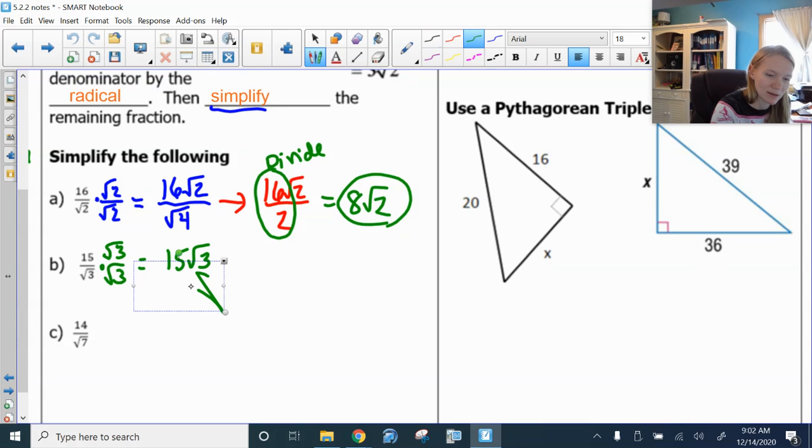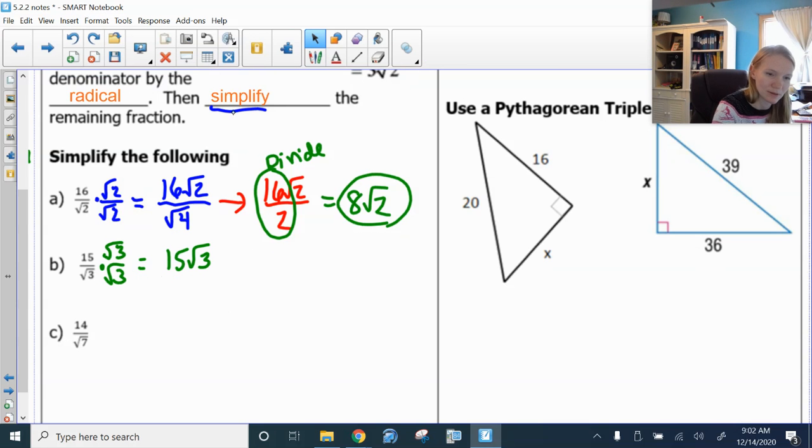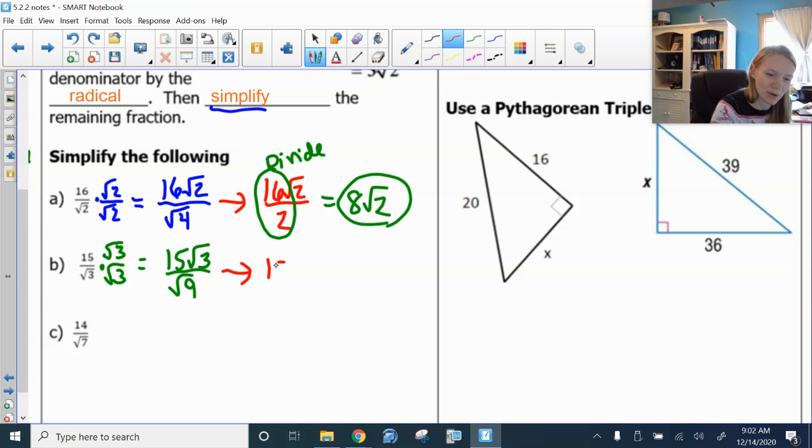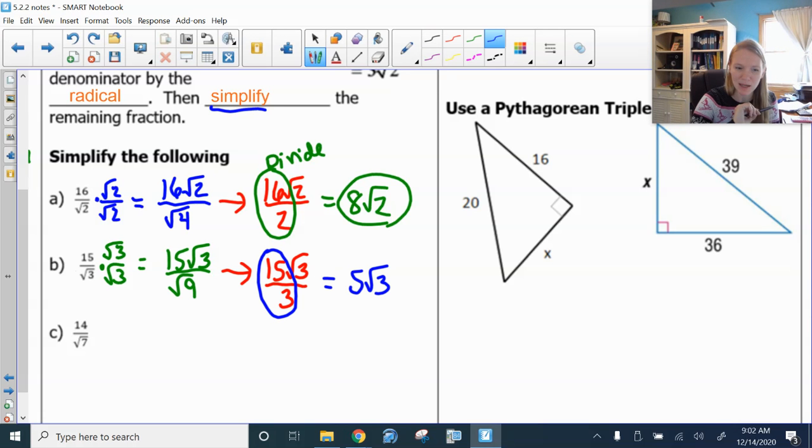And that would give me square root of 9 on the bottom. But the square root of 9 is just a 3. And so then I could divide 15 and 3, which makes it 5. So you can see ultimately from the beginning to the end, I'm really doing 15 divided by 3 and keeping the radical because I just moved it up.